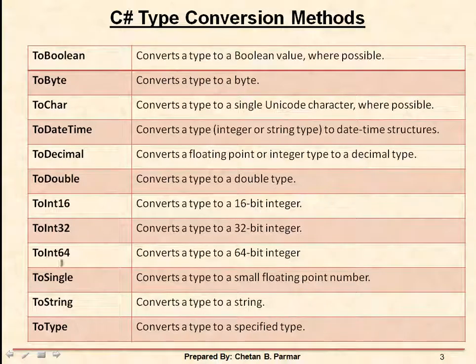And ToInt64, again the bit size is changed, 64-bit, so it's 16-bit, 32-bit and 64-bit. ToSingle will convert a type to a small floating-point number. ToString converts a type to a string.